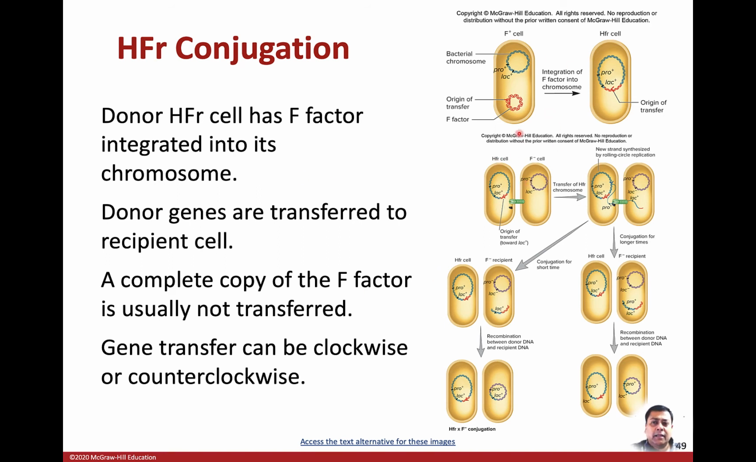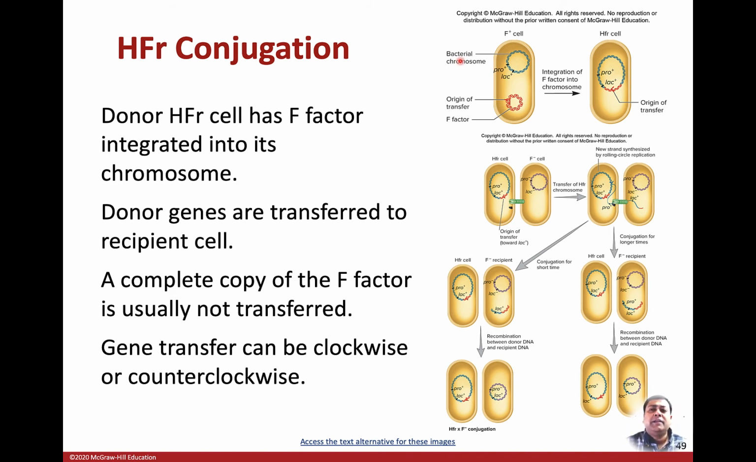So let's first take a look. Here we are looking at an F plus cell. This F plus cell has an F factor in the plasmid and the bacterial chromosome, which contains some specific genes. Lac plus means that this is a lactose utilization gene, and pro plus is a proline production gene. So this bacteria can utilize lactose and also can produce an amino acid called proline by itself.